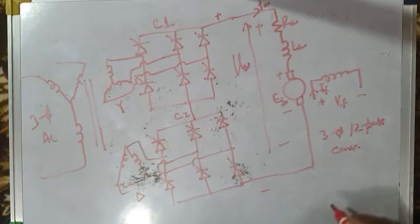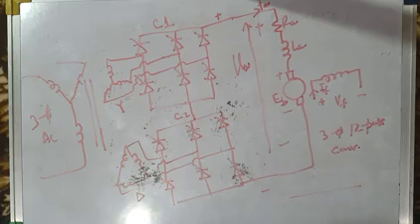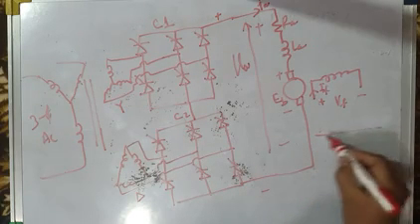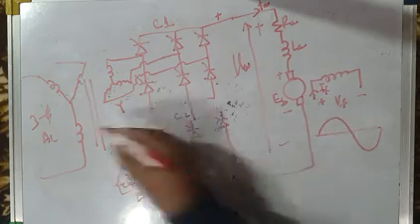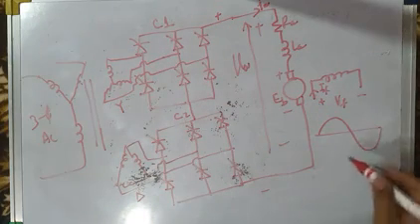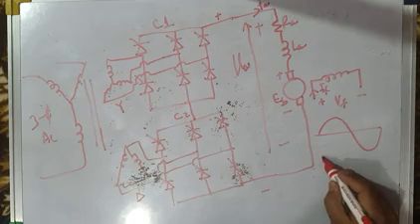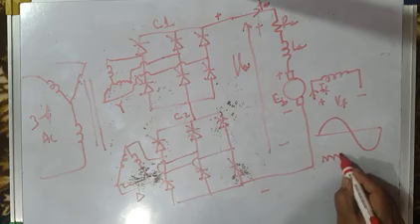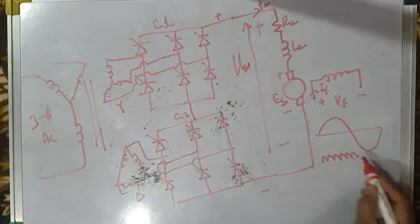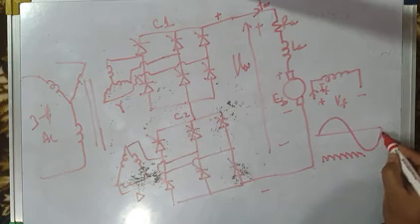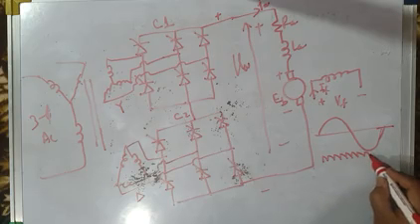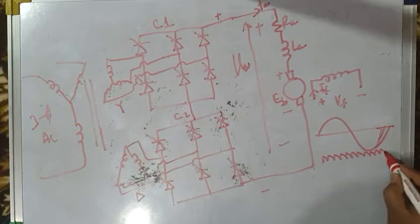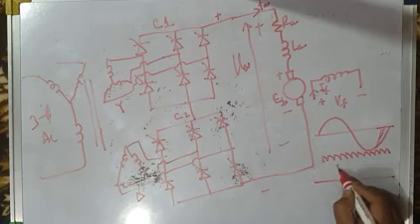Why is it called a 12-pulse converter? Because for one cycle of AC, let me show you here briefly: for one cycle of any phase voltage, A, B, or C, at the output you get 12 pulses of DC voltage. 1, 2, 3, 4, 5, 6, 7, 8, 9, 10, 11, 12. So you get 12 pulses of output voltage.